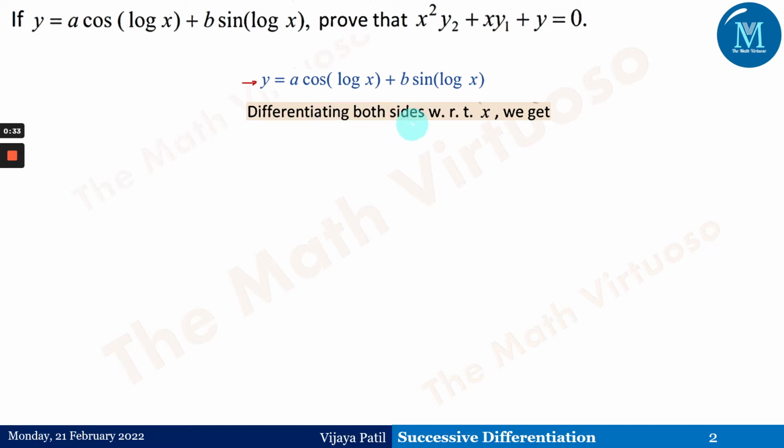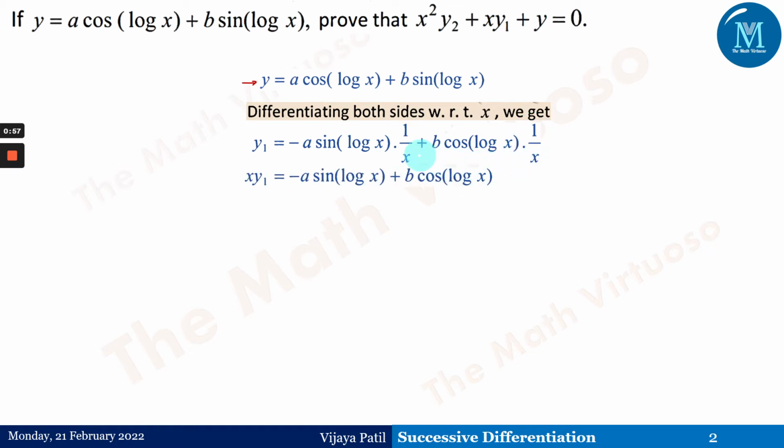Differentiating both the sides with respect to x, we will get y1 is equal to minus a sine of log of x, since the differentiation of cos is minus sine, into the differentiation of log of x as 1 by x, plus b into the differentiation of sine is cos, cos of log of x into 1 by x. Now taking this x to the other side, it gives us x y1 is equal to minus a sine of log of x plus b times cos of log of x.